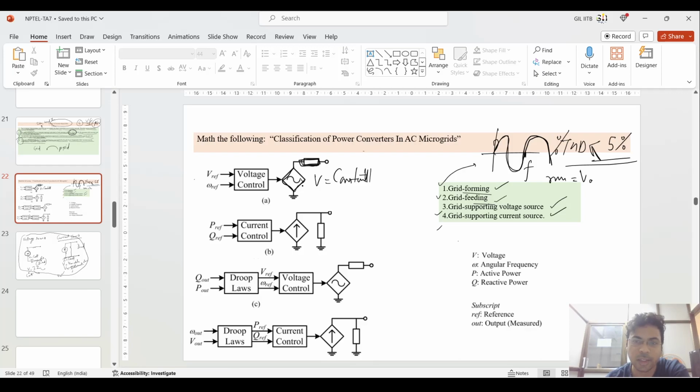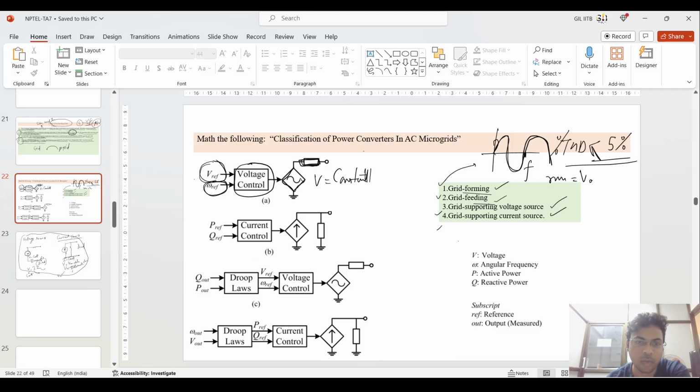So it says that it is forming a certain kind of grid whose voltage is constant, and it can supply any amount of current. How is it maintaining the voltage constant? Through a voltage controller. This voltage controller is taking the reference from where? It is taking V reference and omega reference, the voltage and frequency reference, from the grid itself.